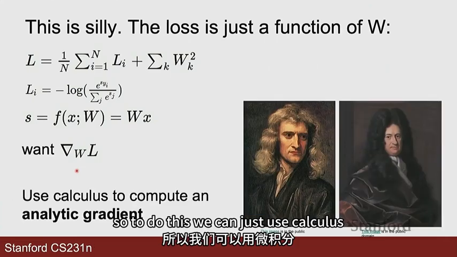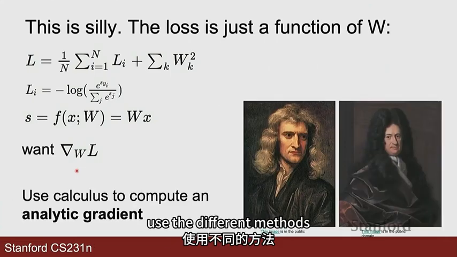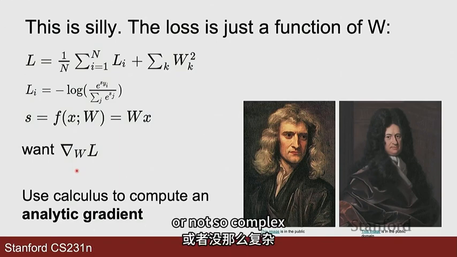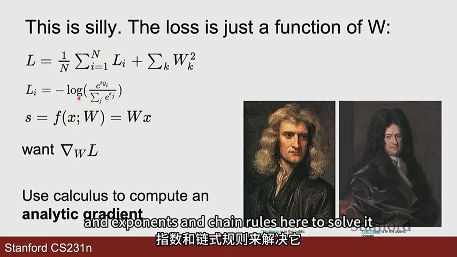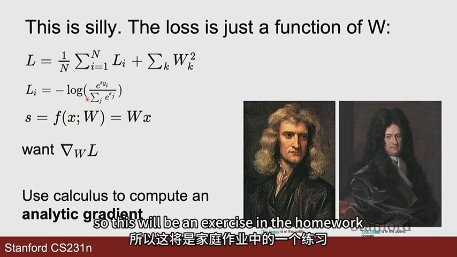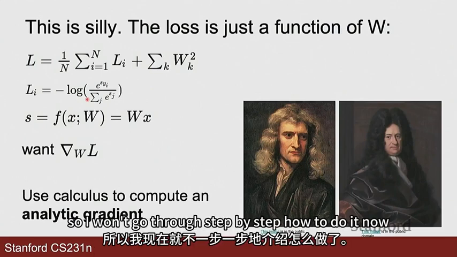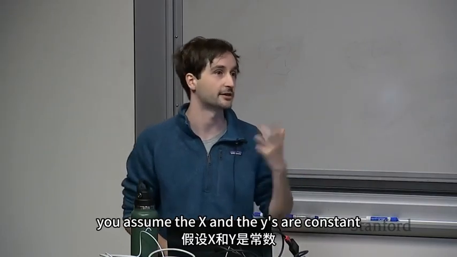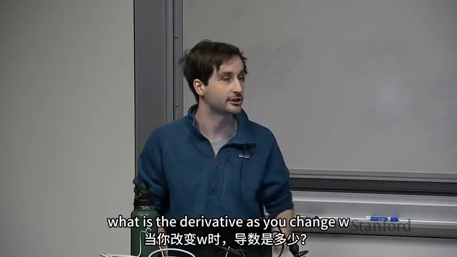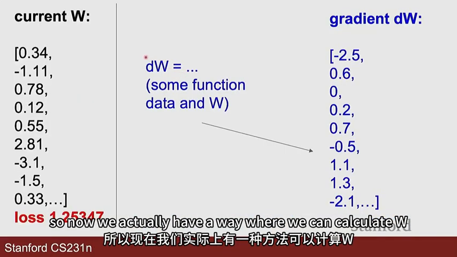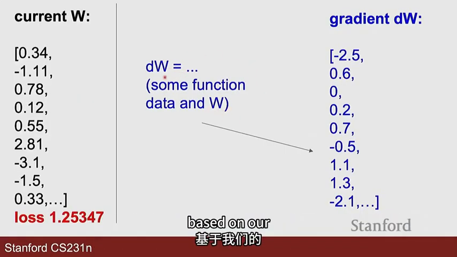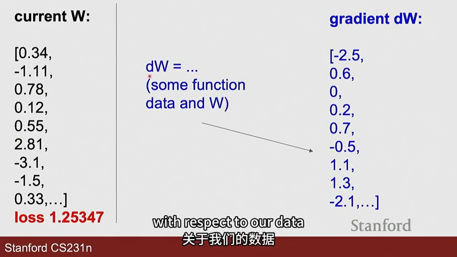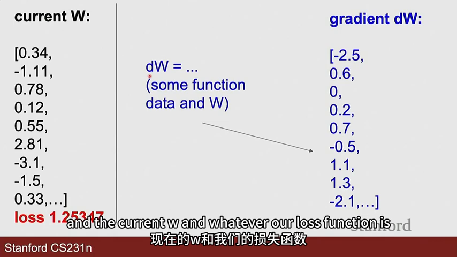To do this, we can just use calculus, use the chain rule, use the different methods we've learned for calculating derivatives of complex equations, or not so complex, but you need to have some logs and exponents and chain rules here to solve it. So this will be an exercise in the homework, so I won't go through step by step how to do it now, but it is relatively straightforward. I think conceptually it should make sense to you all how you do this. You assume the X and the Y's are constant, then you solve for what is the derivative as you change W. So now we actually have a way where we can calculate dW, the gradient of the loss with respect to W, based on our data and the current W and whatever our loss function is, which is how to compute the error.